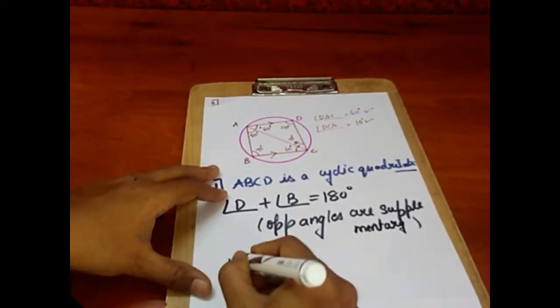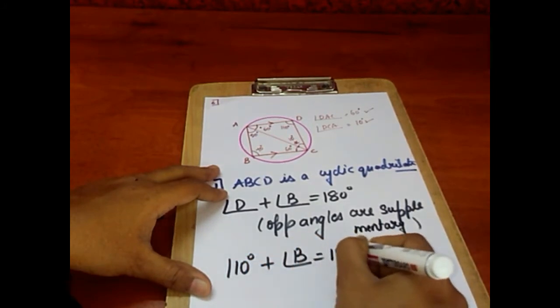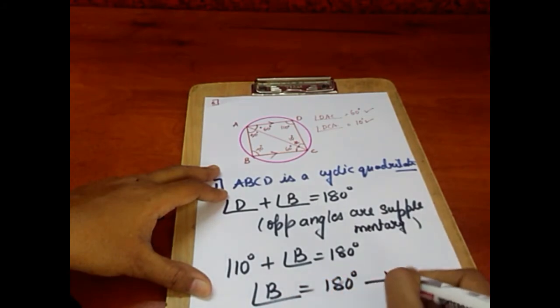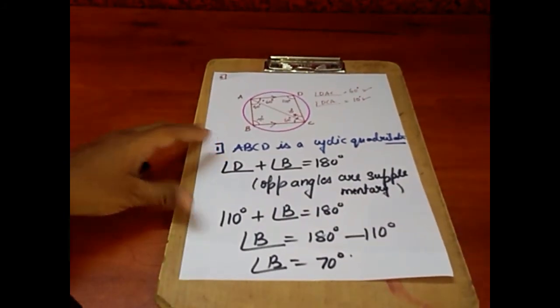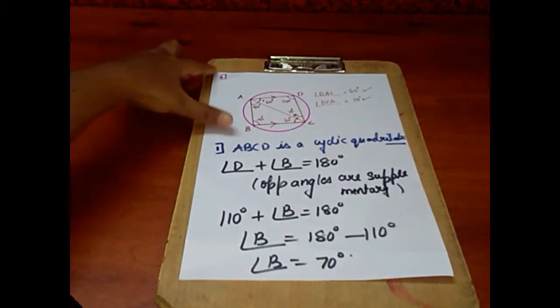Measure of angle D is given as 110 degrees, plus angle B is 180 degrees. So angle B is 180 minus 110, angle B is equal to 70 degrees. That is what we have discussed. Step number 1: by considering that opposite angles of a cyclic quadrilateral are supplementary, measure of angle B is equal to 70 degrees. Now let us move on to point number 2.